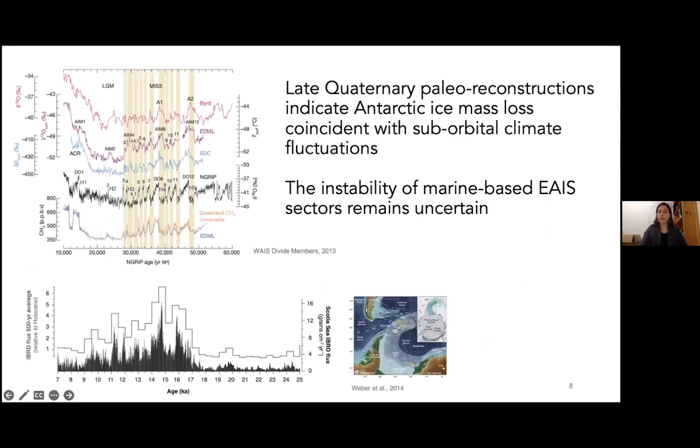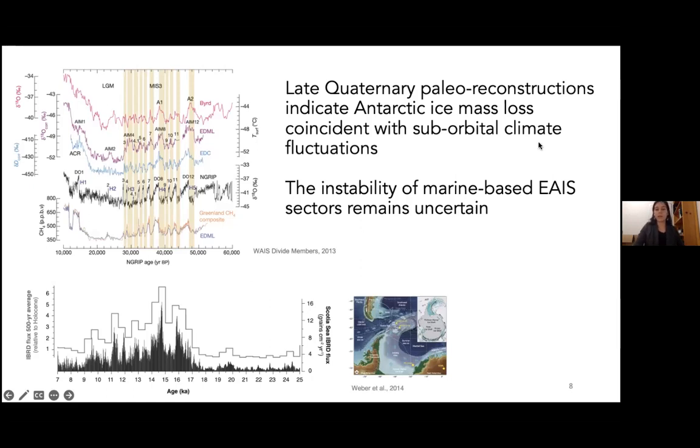And there are analogs throughout our geologic history that provide context for what Antarctica is doing. What I'm focusing on today is the Late Quaternary, so the last 40,000 years. The Late Quaternary encompasses roughly the last 125,000 years, but I'm going to be focusing on the last 40,000. So the last glaciation through the Holocene.